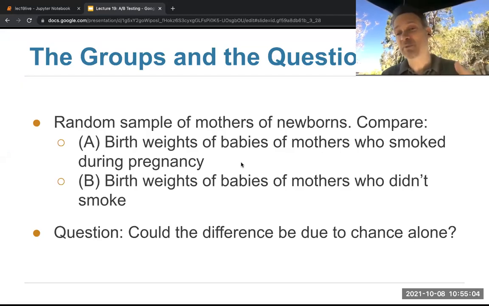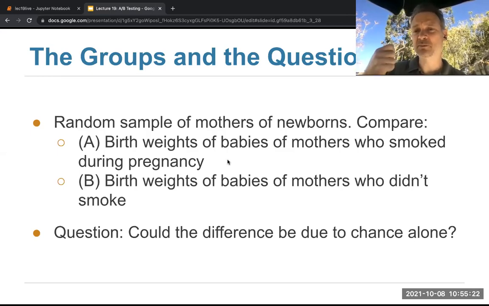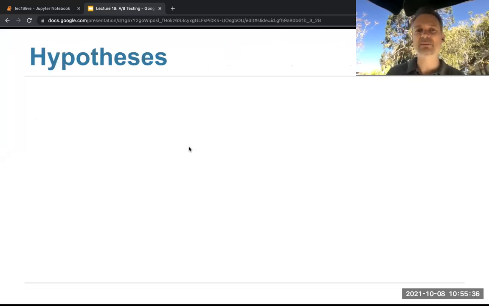If it can't be explained by random chance, then that suggests that there's something in the world that is causing a real difference. In this case, because the weights of the smoker babies were lower, if that's real, that would indicate health problems with the smoker babies. In other words, it would indicate that smoking harms the health of the babies. So there's something real at stake here. But if the difference is just due to chance, then there's no evidence from this data set that smoking is affecting the health of the babies.